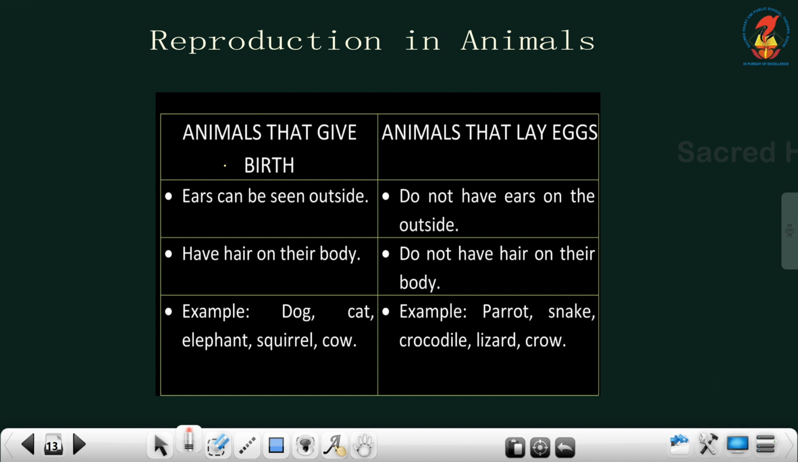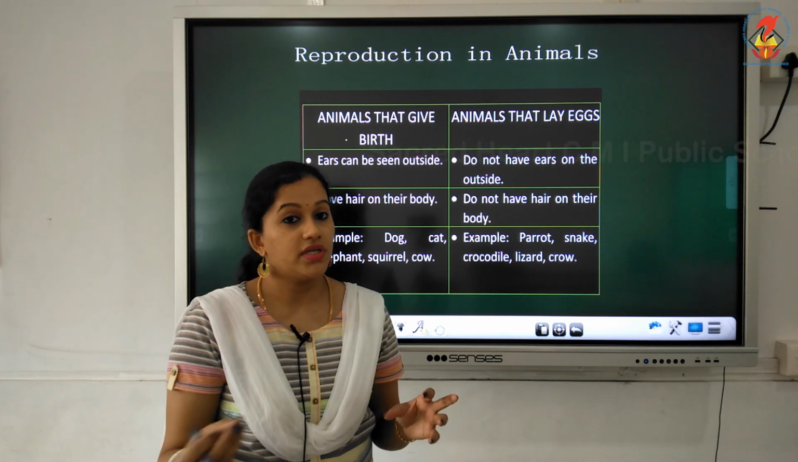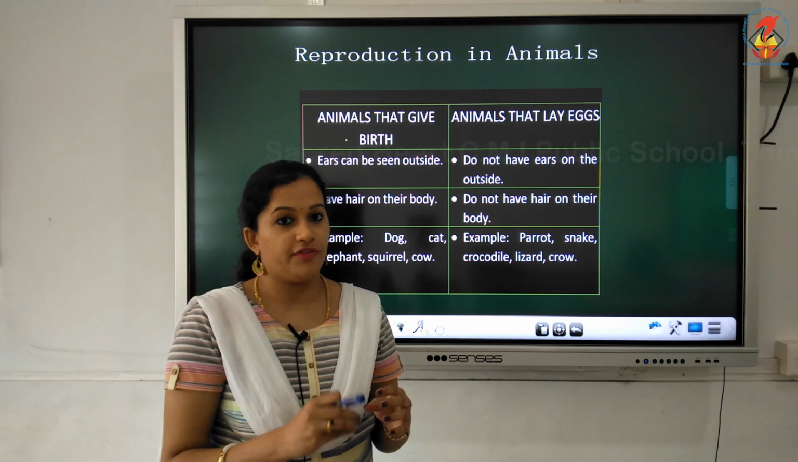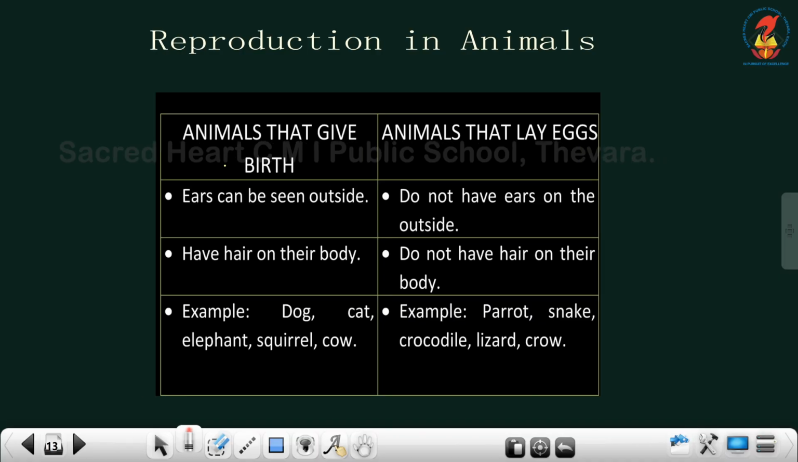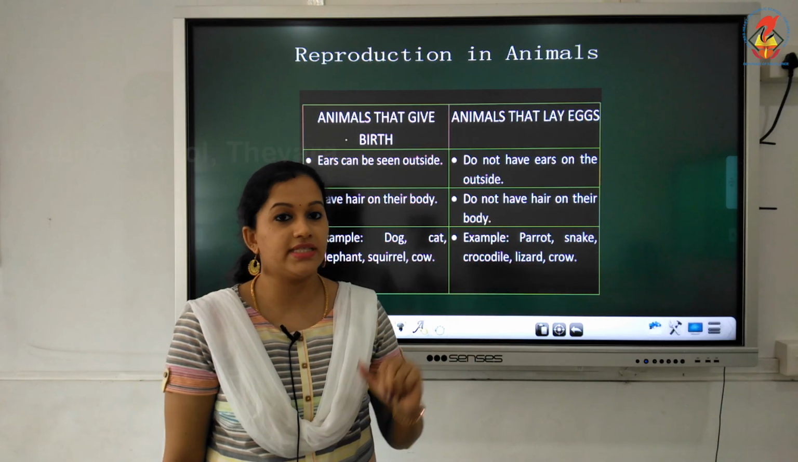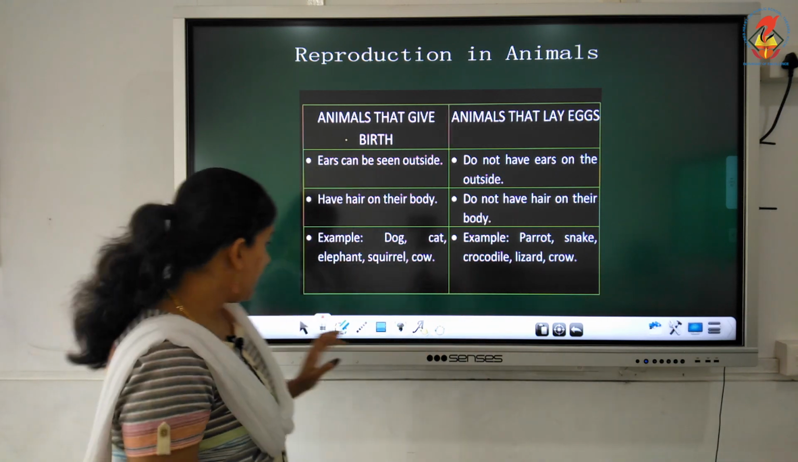So now let us learn about the reproduction in animals. Reproduction means how they give rise to their young ones, how they make one of their own kind. There are two kinds of reproduction. One is by giving birth, the other is by laying eggs. So there are two types of animals, animals that give birth and animals that lay eggs.